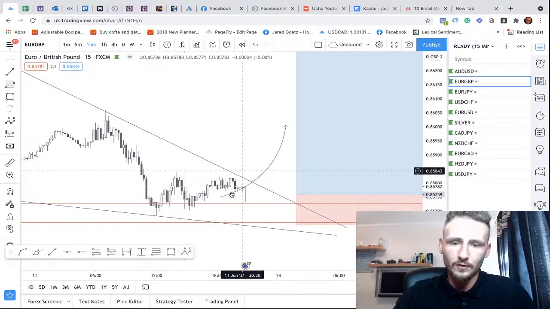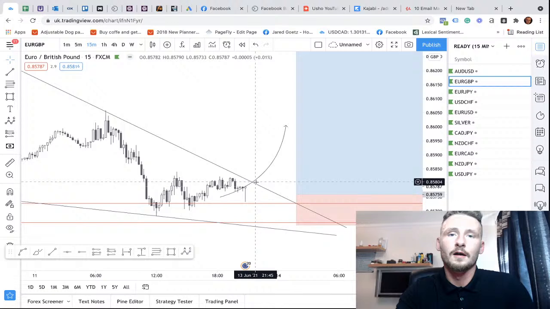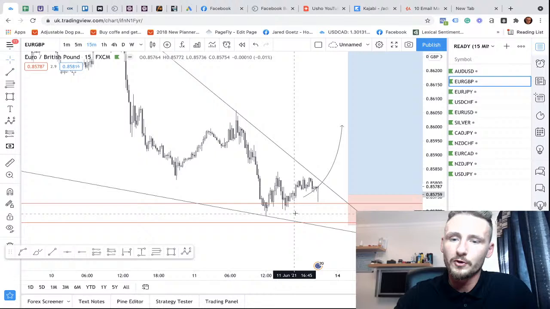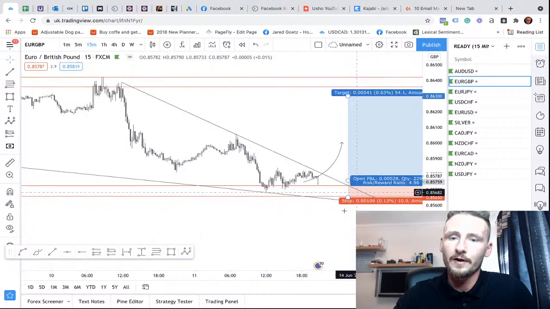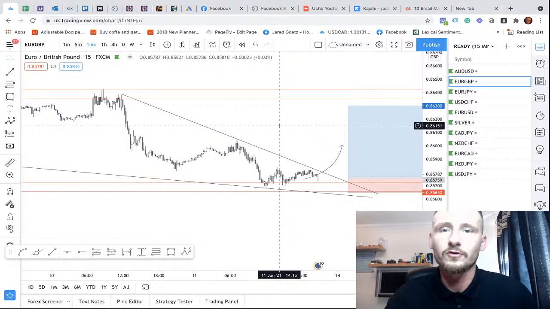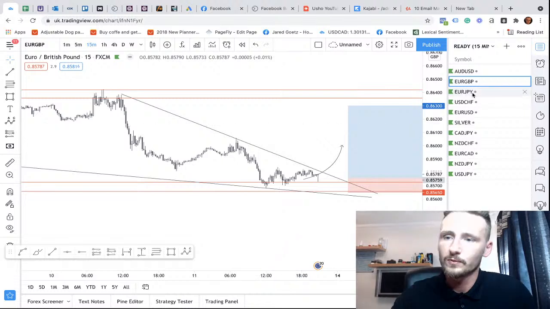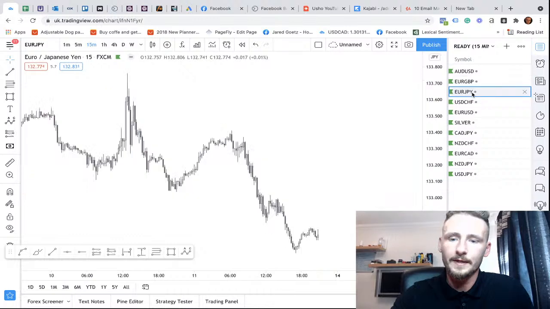So now that we've printed on Friday that big hammer candle, we would anticipate buyers to actually step into the market and really push price out of this pattern, and then all the way back up to around about the 0.86400 region. So that's what we're looking at on Euro GBP, Euro JPY.